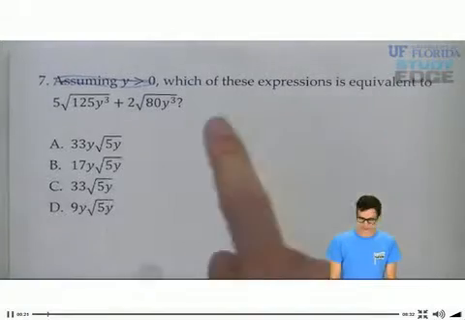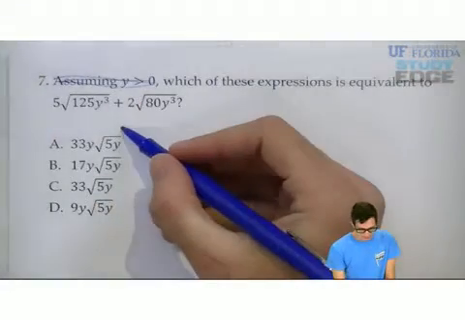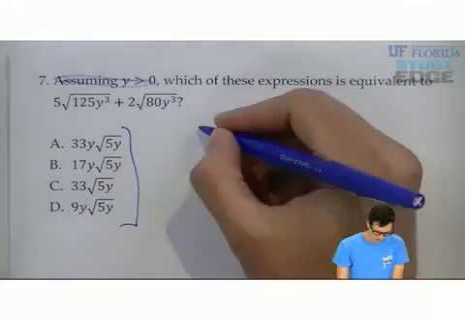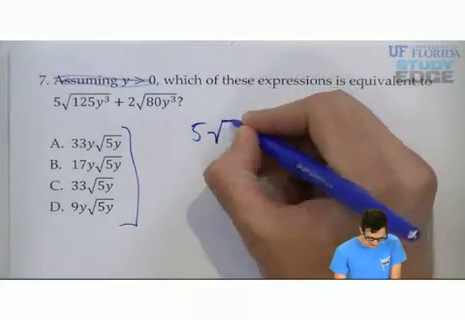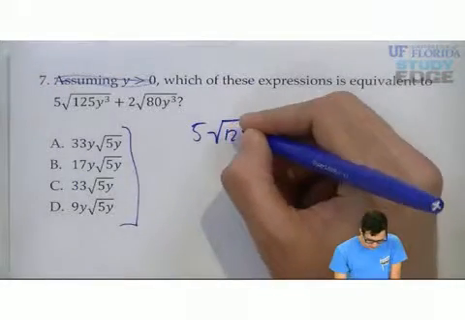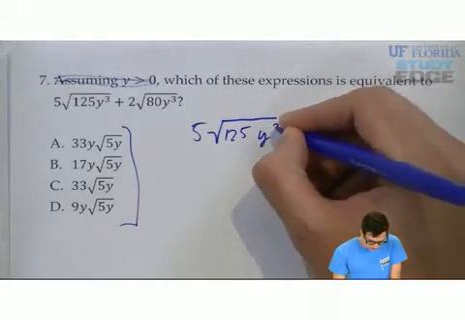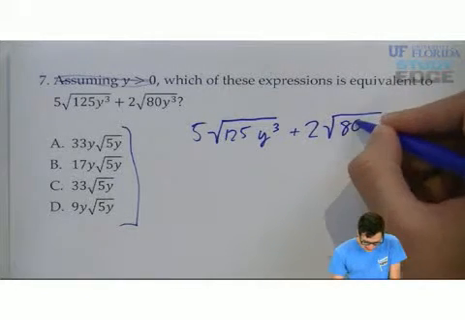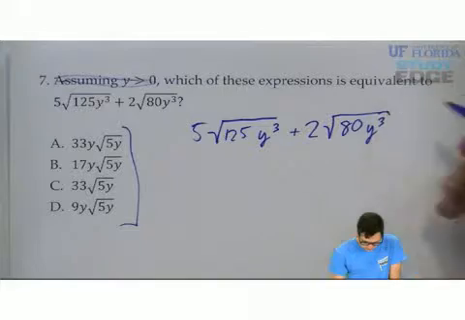What we do need to do is take this expression and simplify it to make it look like our answer choices. All right, so how do we do that? Well, the first thing is to copy it down again. We have 5 times the square root of 125 y cubed plus 2 times the square root of 80 y cubed.